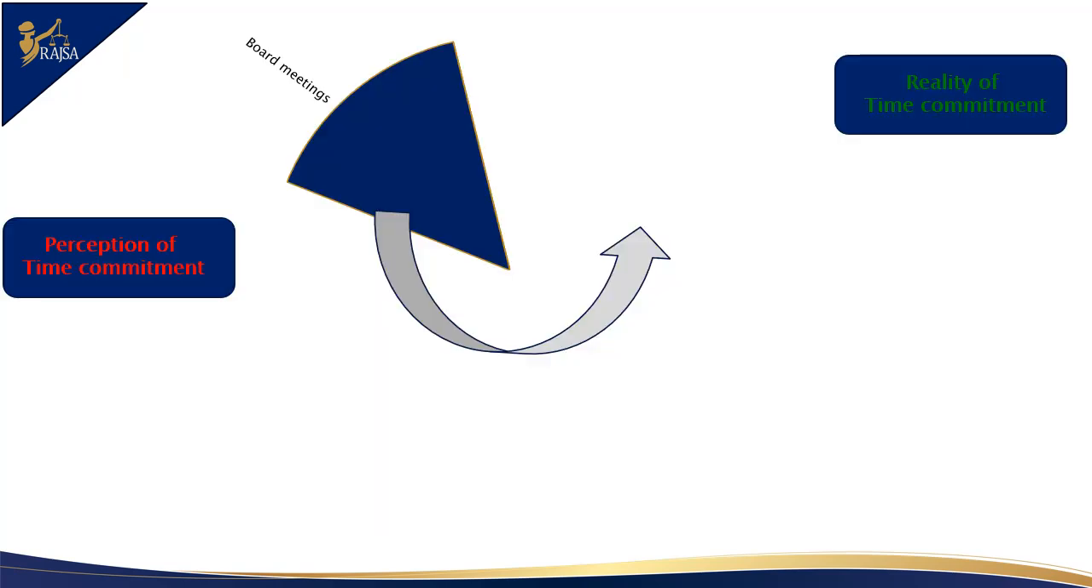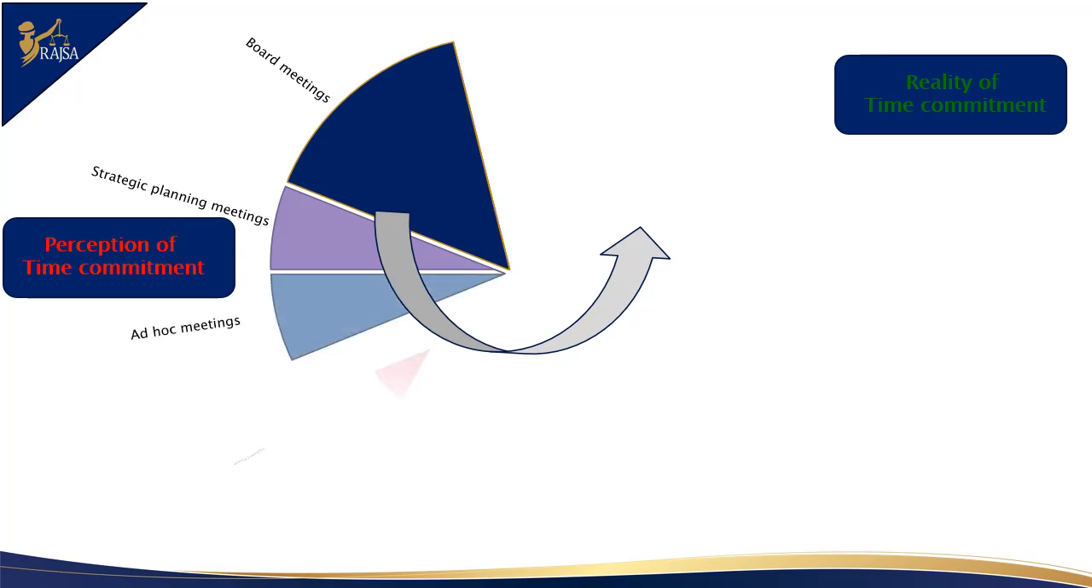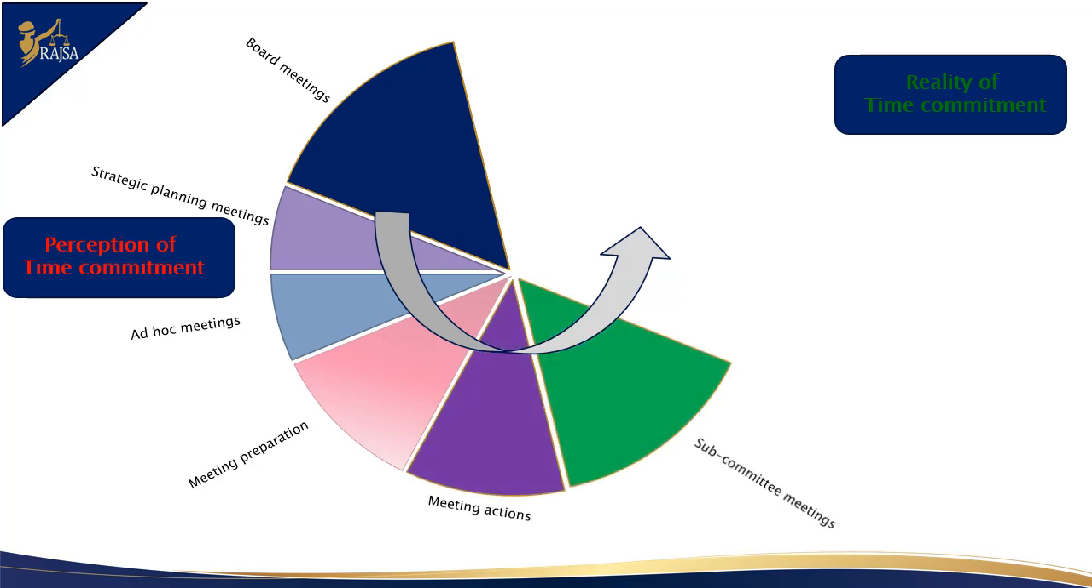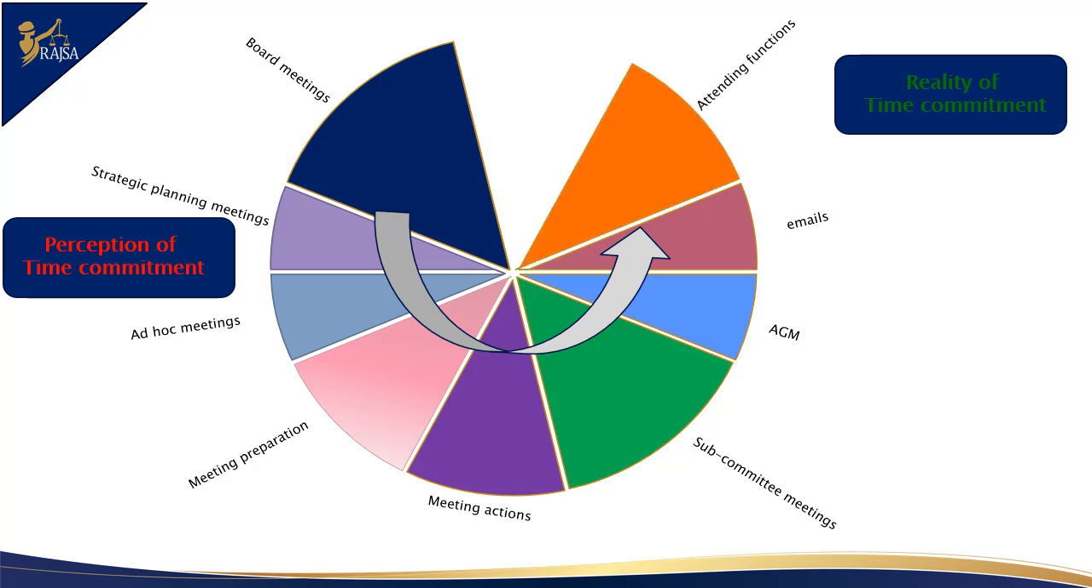The range of activities that you will be expected to participate in or perform include board meetings, strategic planning meetings, ad hoc meetings, preparation time for each meeting, addressing actions from meetings, attending subcommittee meetings, attending the annual general meeting, answering and sending emails, attending related functions and events, and attending a number of group meetings.